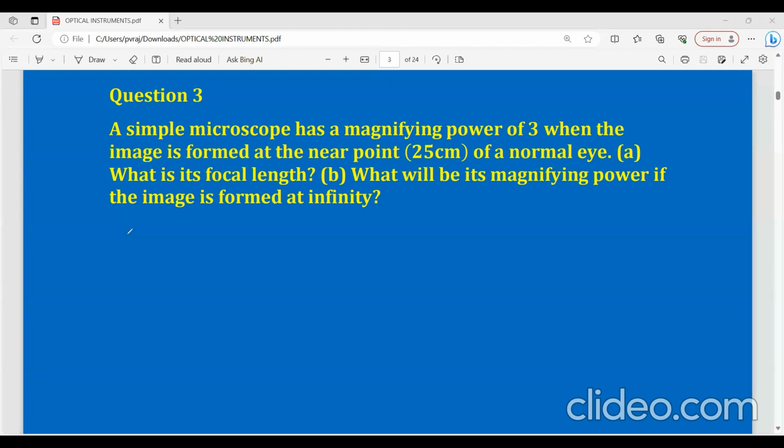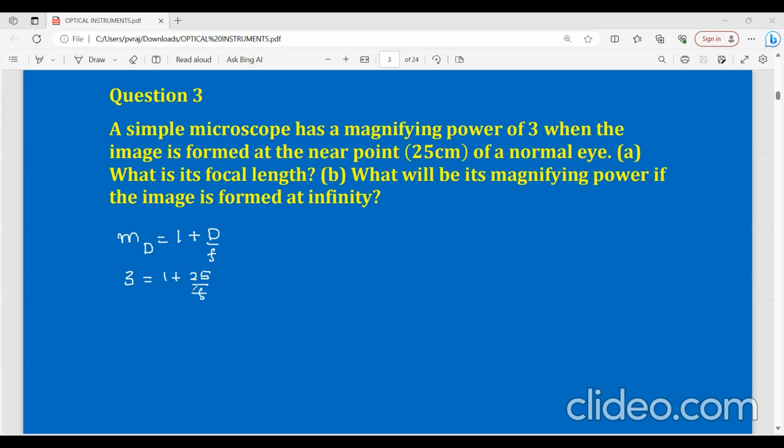When the image is formed at near point in the case of a simple microscope, that is M = 1 + D/F. In the classroom I derived it. What is M given? 3. So 3 = 1 + 25/F.